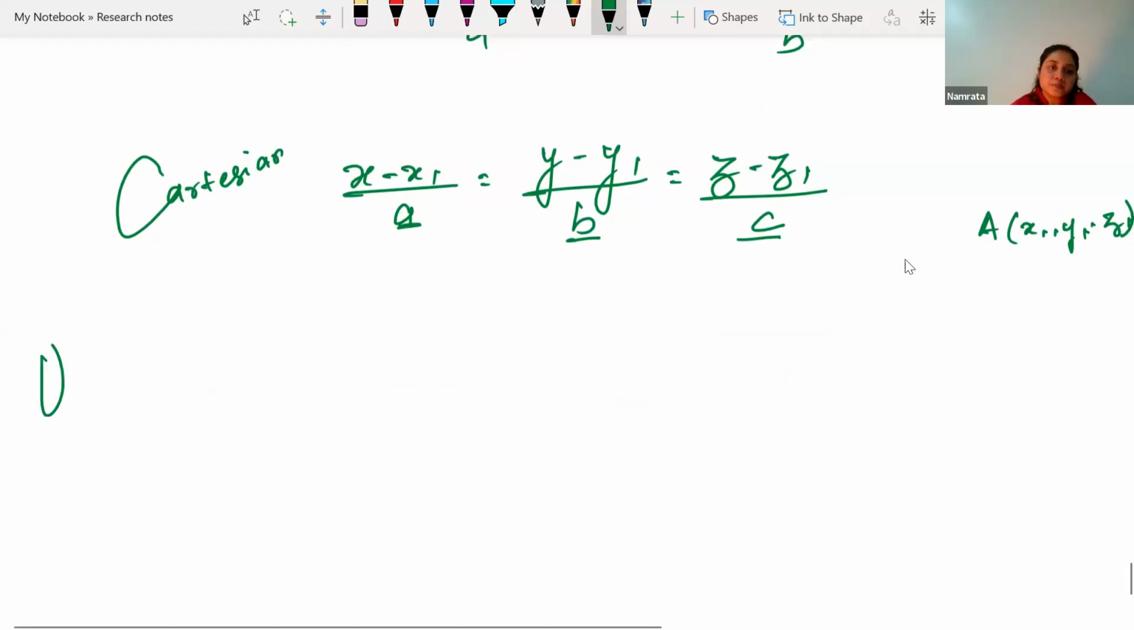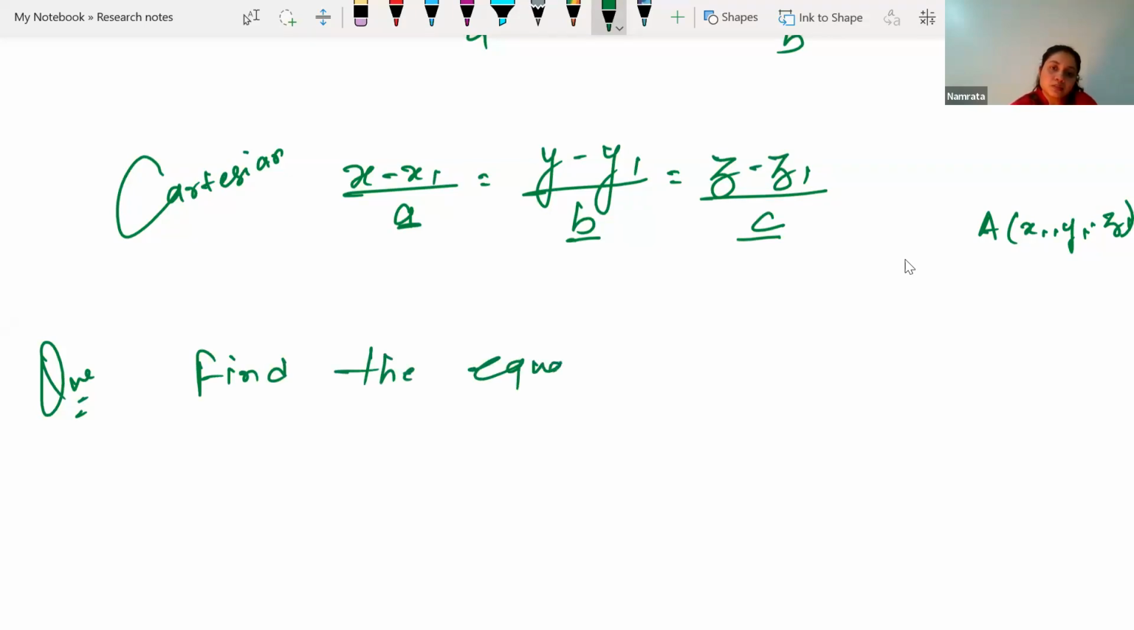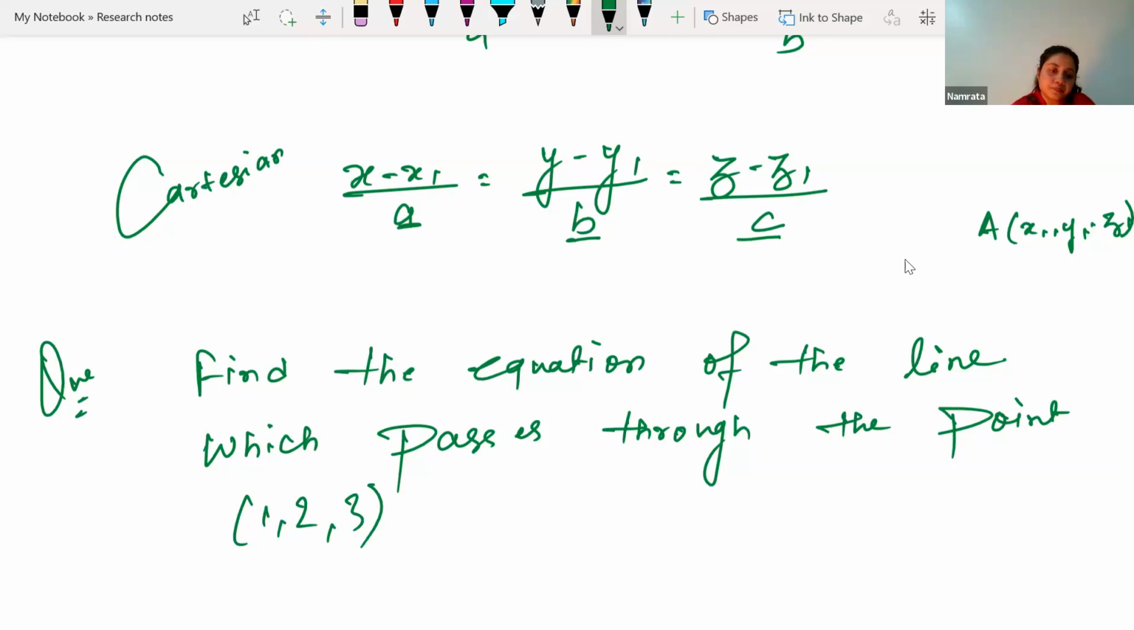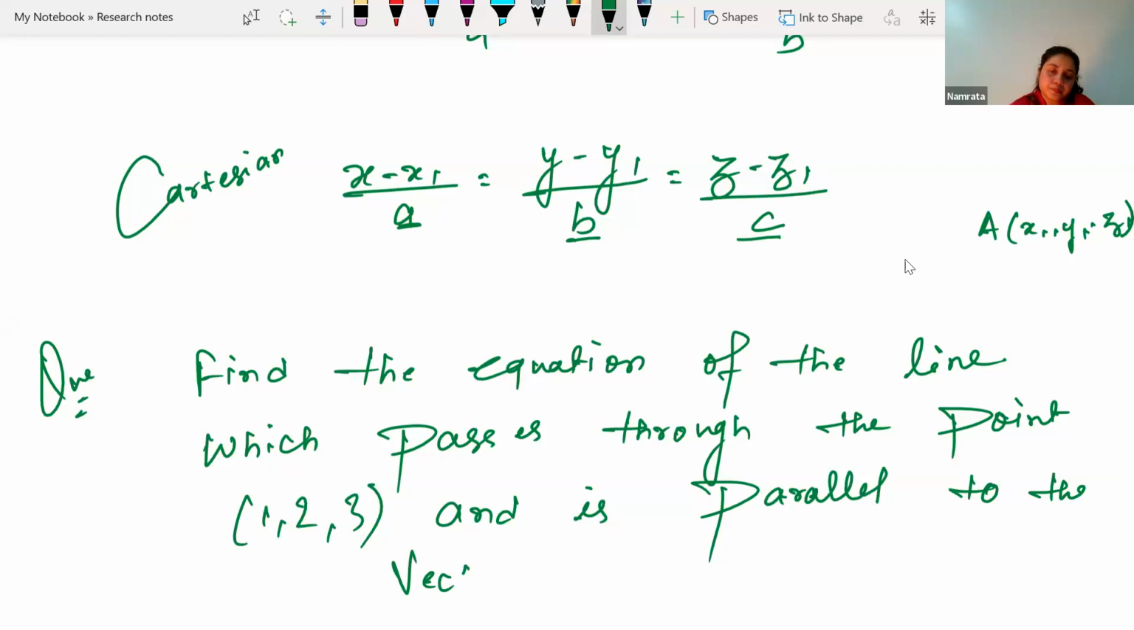So if the question is: find the equation of the line which passes through the point (1, 2, 3) and is parallel to the vector 3i plus 2j minus 2k.